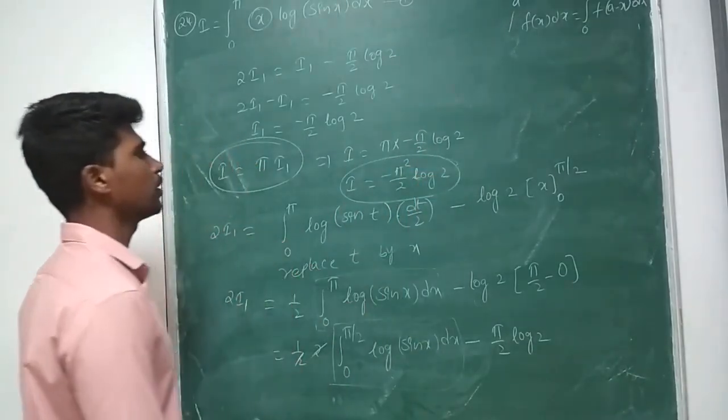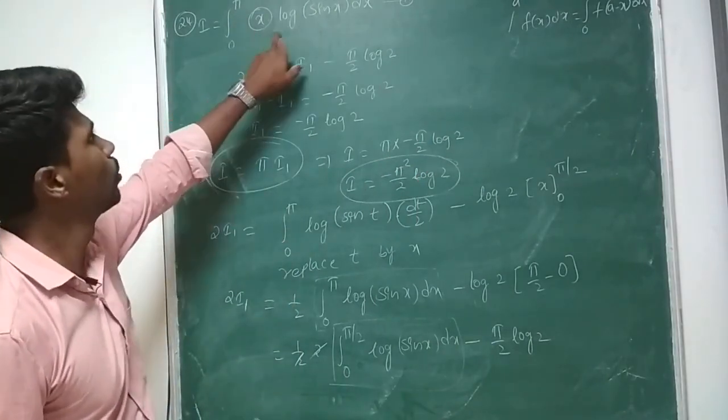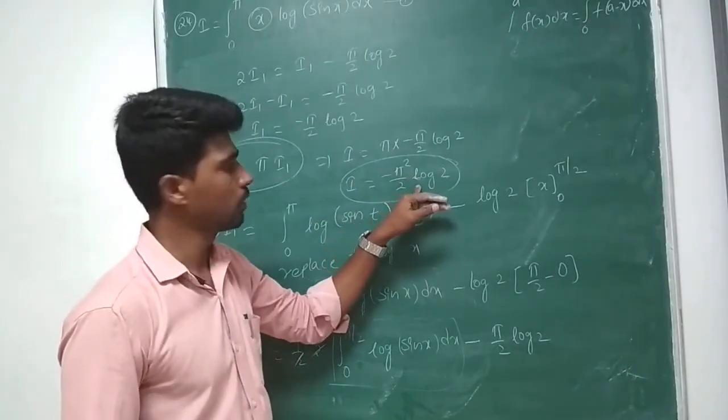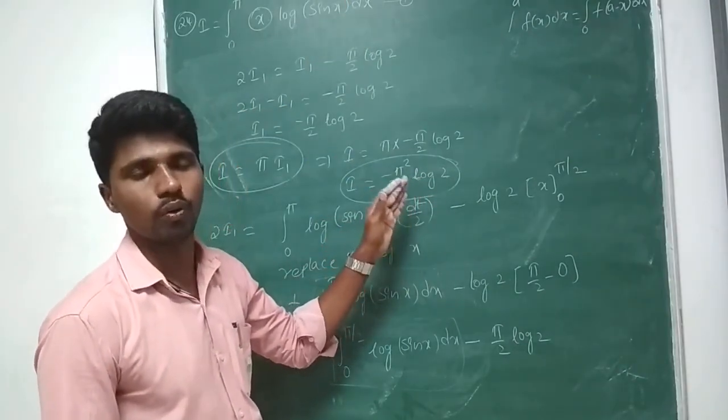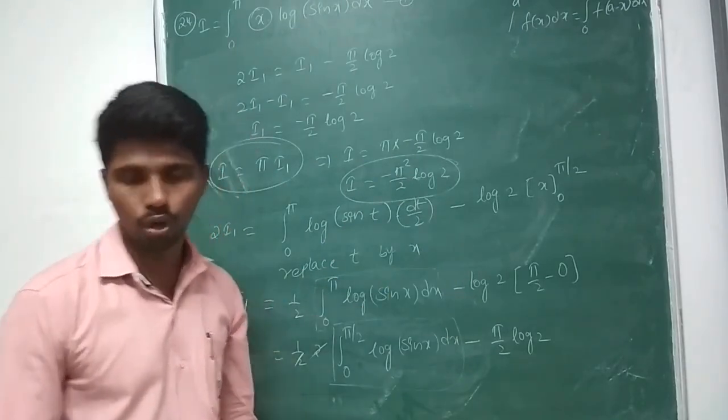So what is represented by I? Integral 0 to pi x into log sin x dx is equal to minus pi square by 2 log 2. Minus pi square by 2 log 2. That is our answer.